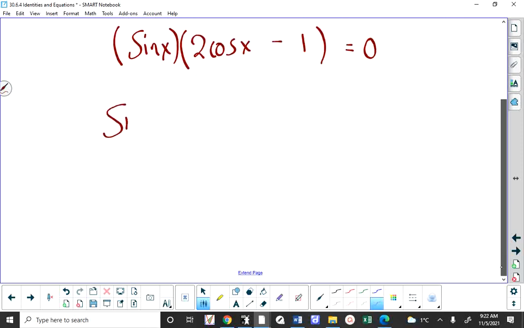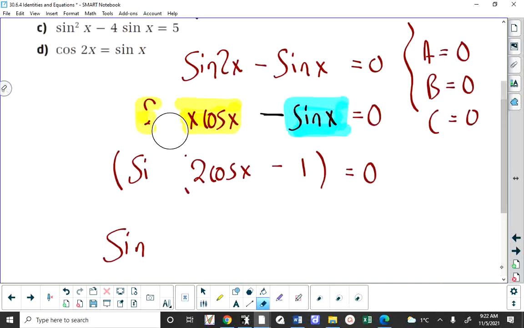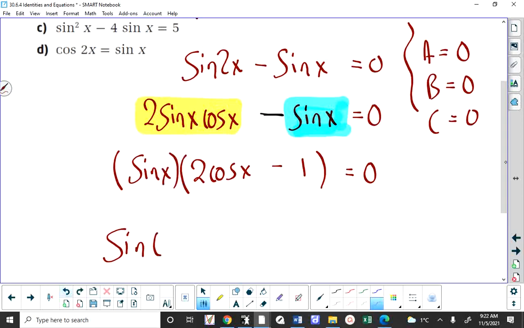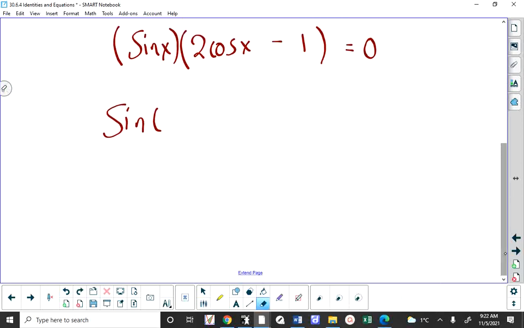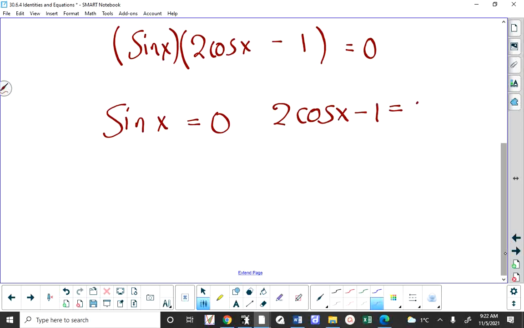I can figure out where on the unit circle the rotation angle has a sine of 0, and then this becomes 2 cos x minus 1 equals 0, which you rearrange to cosine x equals 1/2. And I can very easily figure out where on the unit circle the cosine of the rotation angle is 1/2.